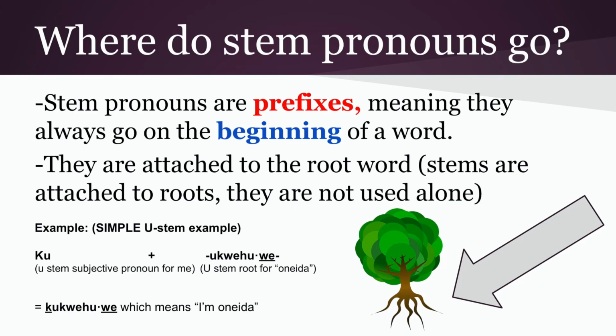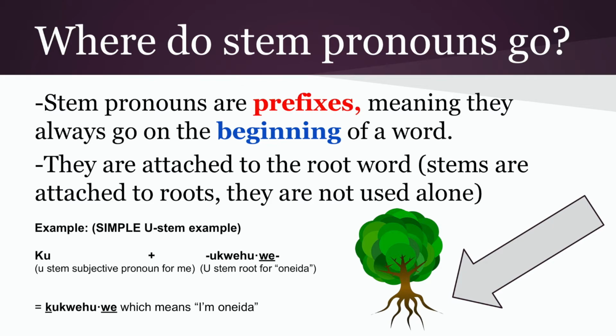So again, where do stem pronouns go? Stem pronouns are prefixes. It means that they always go on the beginning of a word. What that means is that they go on the beginning or before the root. Like I mentioned, I'll show you that in a little bit, especially once we look at the roots and the verb conjugations. But it's really important: if you see anything highlighted or bolded in this presentation, it means it's important.